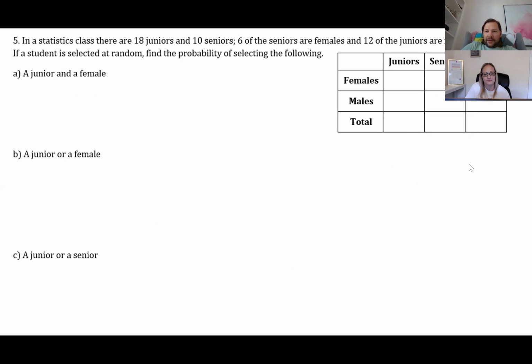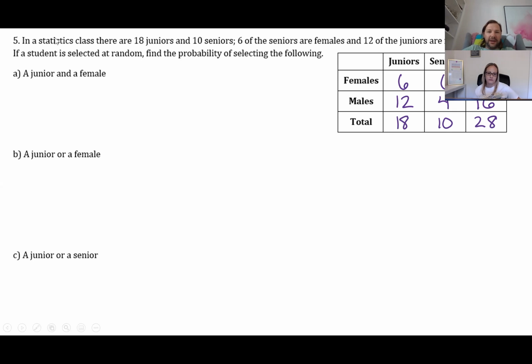Okay, another example. This is one where we're going to fill out a table. It says in a statistics class, there are 18 juniors and 10 seniors. 6 of the seniors are females and 12 of the juniors are males. If a student is selected at random, find the probability of selecting the following: a junior and a female.